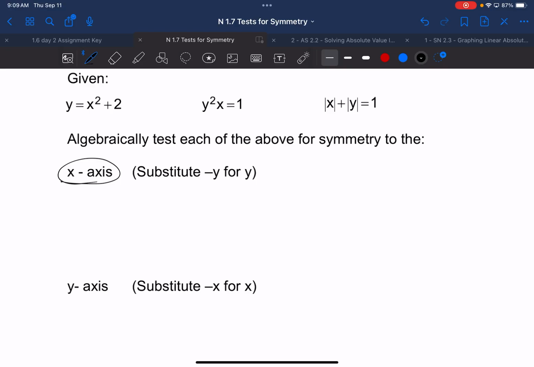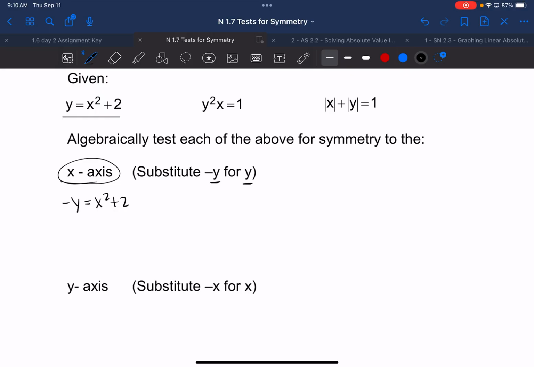All you do in the equation is substitute negative y for any positive y's, or vice versa. Basically change the sign of y, okay? So if I were to do that in the first equation that was given here, I would then have negative y is equal to x squared plus 2, okay? Whenever you plug it in, you simplify if you can, right?